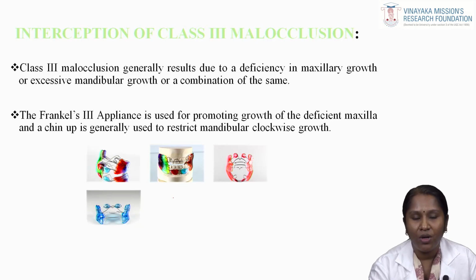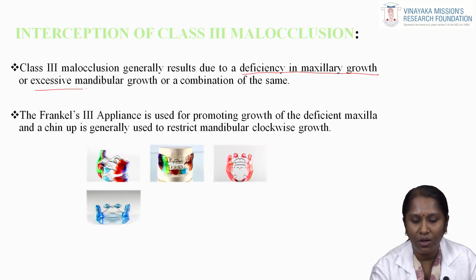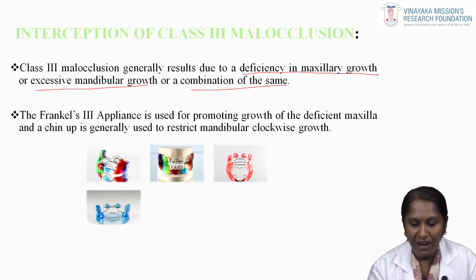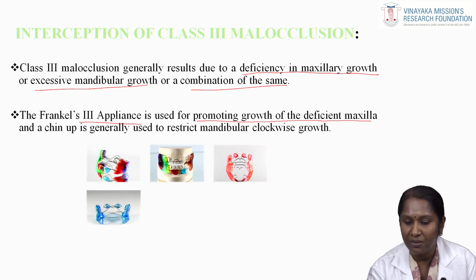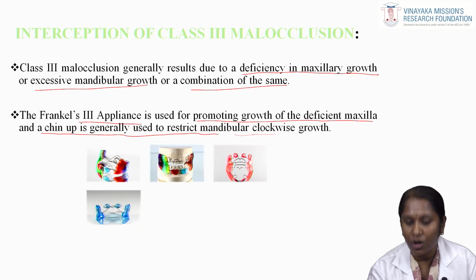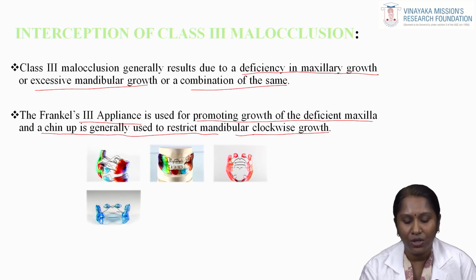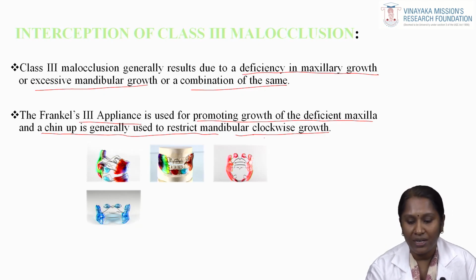So class 3 malocclusion generally results due to deficiency in the maxillary growth or excessive mandibular growth or a combination of the same. So in this picture you can see a Frankel appliance. In this we can use the Frankel 3 appliance for promoting growth of the deficient maxilla, and a chin cup is generally used to restrict mandibular clockwise growth. So with the combination of the Frankel appliance as well as the chin cup we restrict the mandibular clockwise growth. These are the types of Frankel appliances.